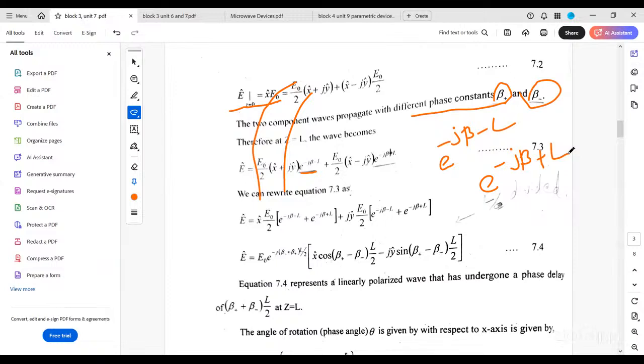Next, what am I doing? I am taking real terms one side, imaginary terms the other side. I'll check what is E naught by 2 as it is written. Real term is which one? Real term is X. So, the complete expression is written in terms of X. Next, the imaginary term.